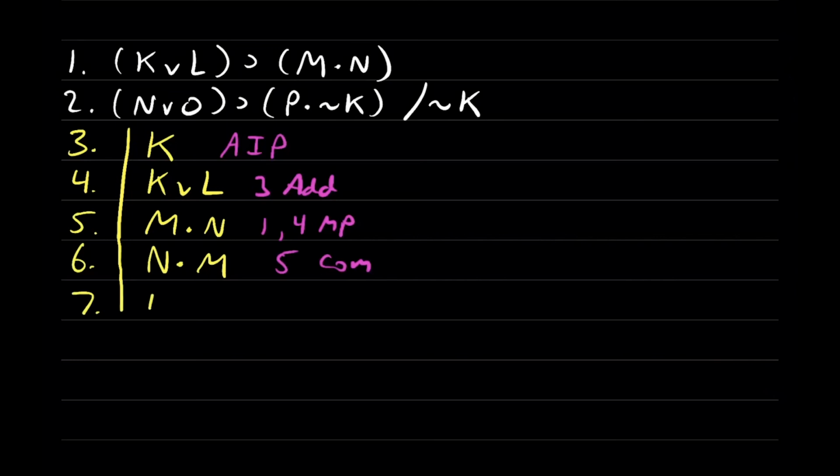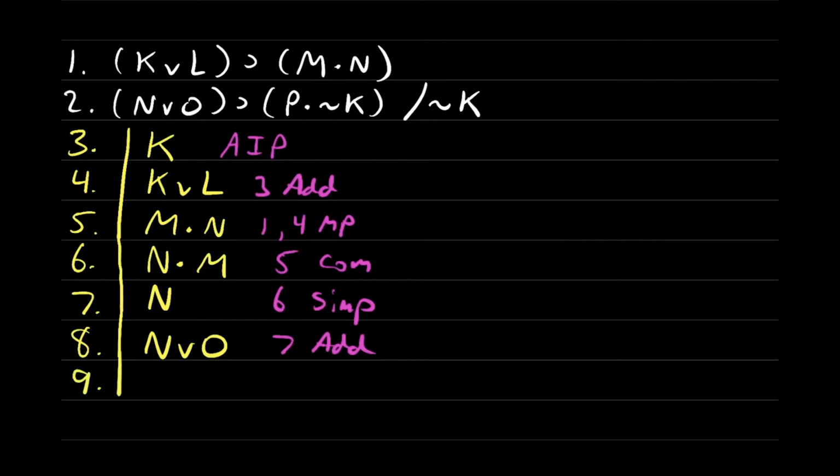I'm going to simplify and get n, not forgetting my indented vertical line. Line 6 by simplification. And we said we were doing that so we could do addition to get n or o. And that's going to follow from line 7 by another addition step. Okay, from there we can do modus ponens to get p and not k. From line 2 and 8 by modus ponens.